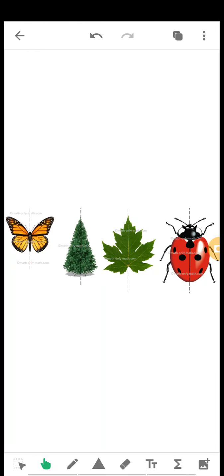Now you can see some examples which use a line of symmetry in real life as well. Butterfly, tree, leaf, insect.